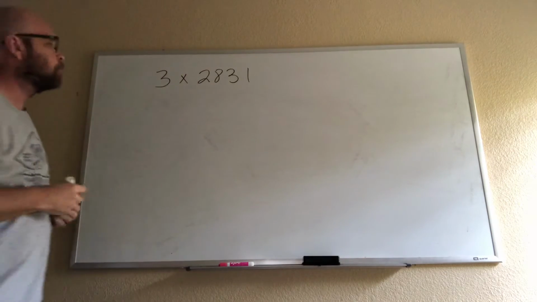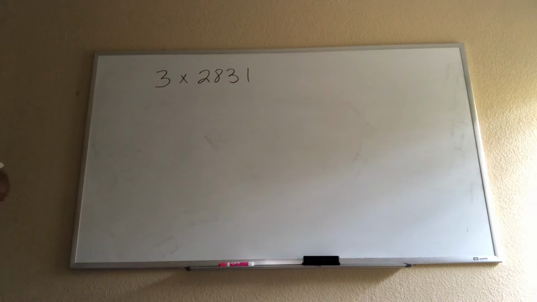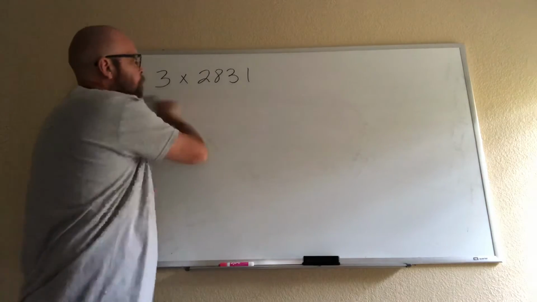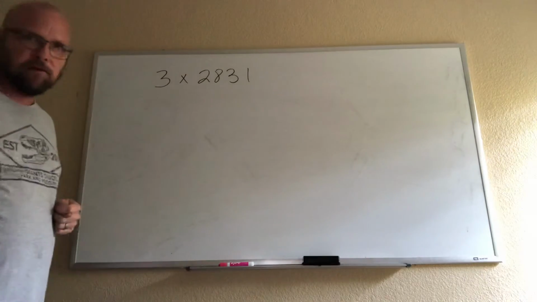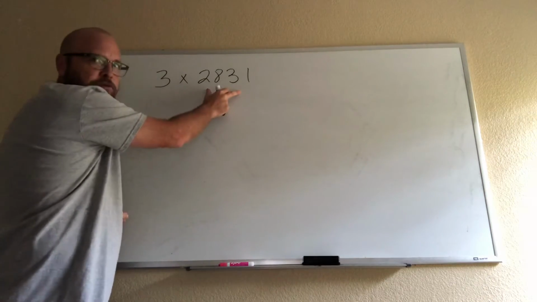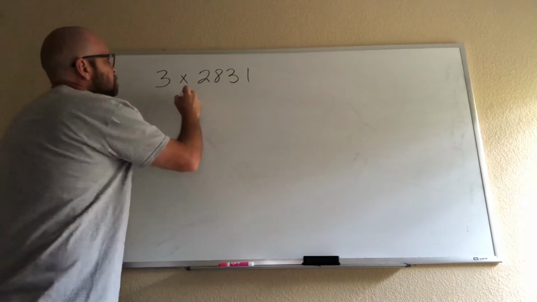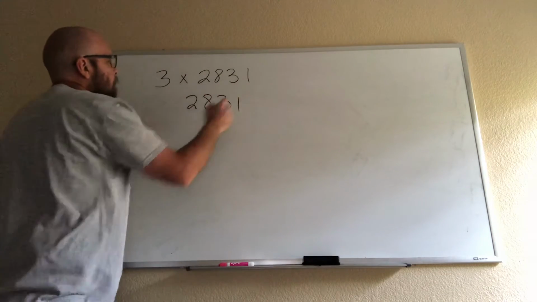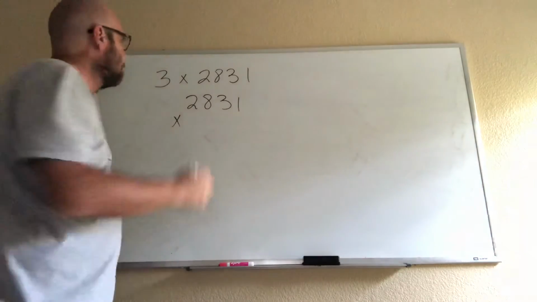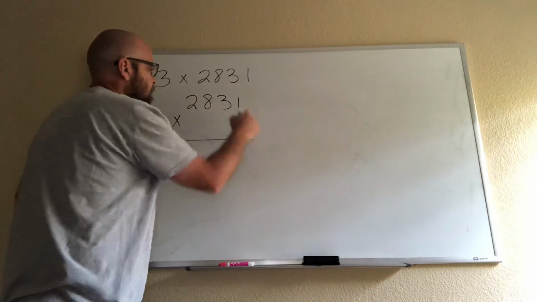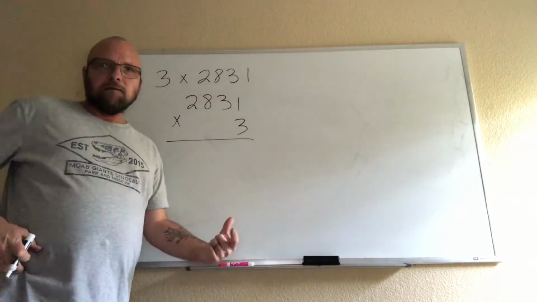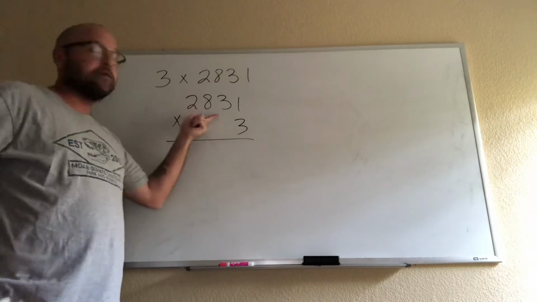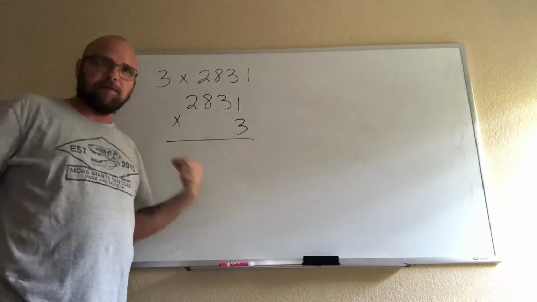So now I have 3 times 2,831. Again, I am not going to try and do this problem horizontally. I'm going to write it vertically. I'm going to take the factor that has the most digits, which in this case is 2,831, and I'm going to multiply that by the smaller one, which I just put as my second factor, my bottom factor.